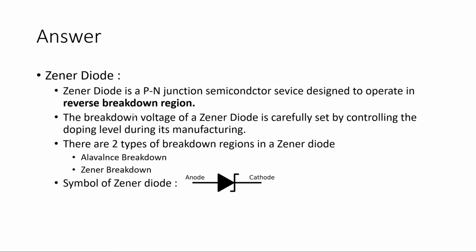Now there are two types of breakdown regions in a Zener diode. First is avalanche breakdown and second is Zener breakdown. And the symbol of Zener diode is shown here. This is anode and this is cathode.